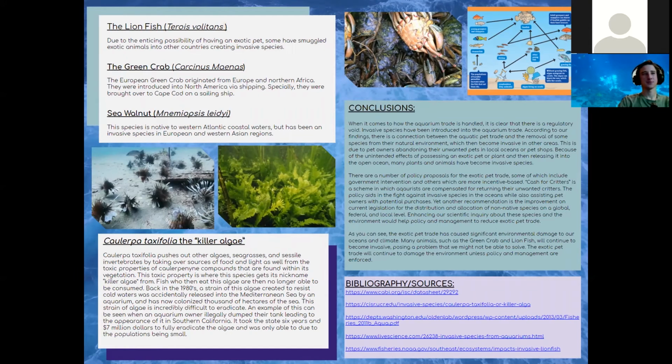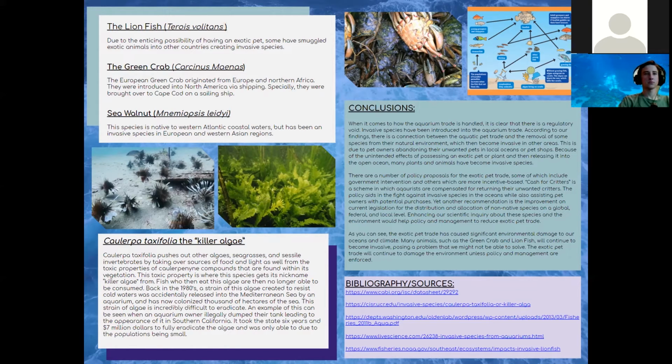Not only are animals invasive species, but plants and algae as well. One of these is killer algae, which has become a massive issue in the Mediterranean Sea, now growing over thousands of hectares, pushing out many other plant and algae species. It does this by almost strangling them, blocking light sources for other plants, and also through a toxic compound in its vegetation, which is where it gets its name from.